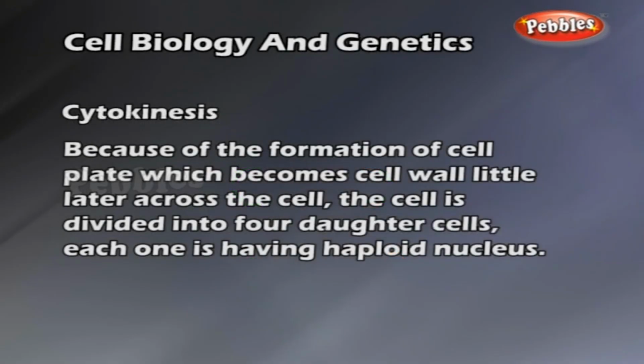Cytokinesis. Because of the formation of a cell plate which becomes the cell wall, a little later the cell is divided into 4 daughter cells. Each one has a haploid nucleus.